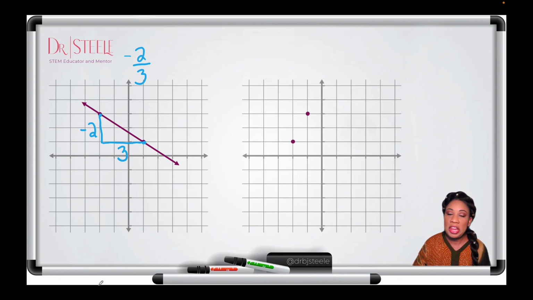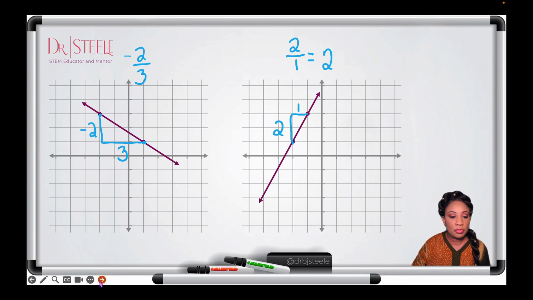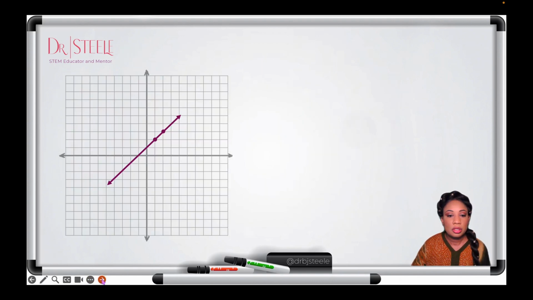All right, let's do another one. I'm going to go up 2 and over 1. So my slope would be 2 over 1, and 2 over 1 is the same as 2 divided by 1, so then it would just be 2. Okay, now we do this slope, we go up 1 over 1.